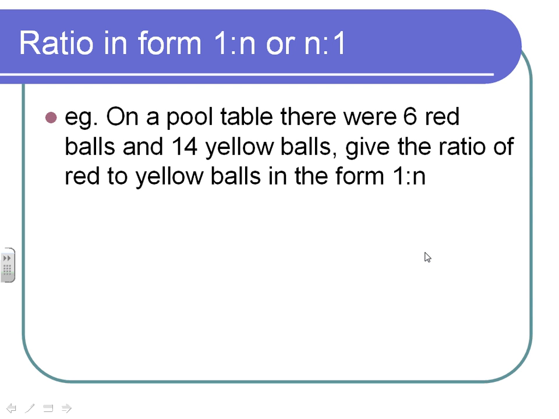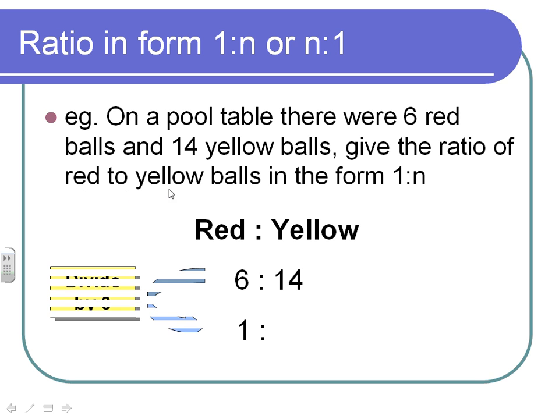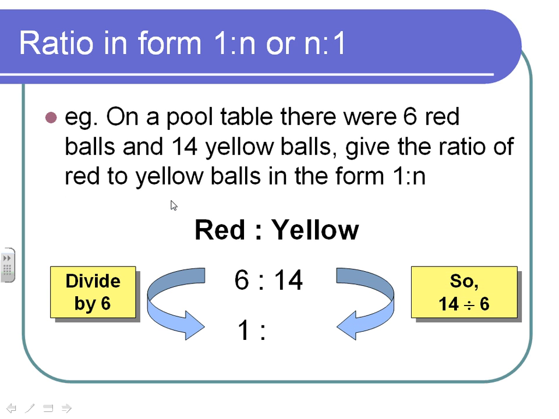All right, so let's take a look at this one. On a pool table, there are 6 red balls and 14 yellow balls. We want to give the ratio of red to yellow in the form 1 to n. Now, it's very important to look and see what ratio we are doing. We are doing red to yellow in the form 1 to n. So we would write the original ratio. Because it says red to yellow in the form of 1 to n, we have red first and we have 1 first. This is the one we're reducing down to 1.